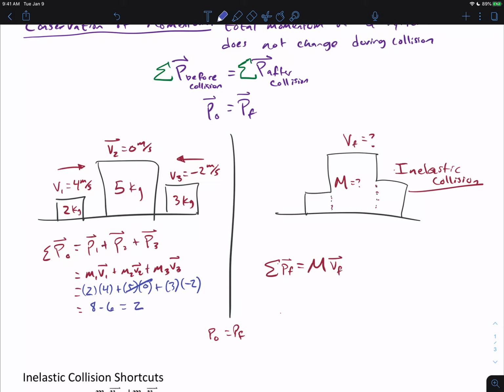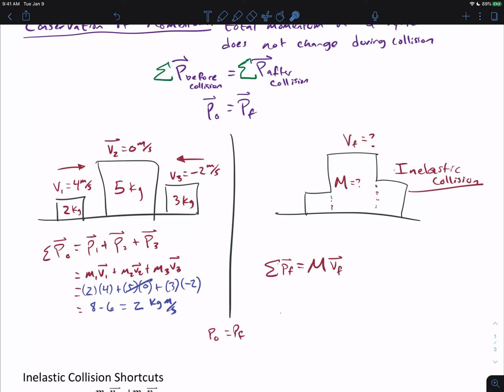And now's a good time to discuss that our units for momentum are kilogram meters per second. Strangely, here we don't have a unit nickname like newtons or anything like that. So we usually just write this as kilogram meters per second.